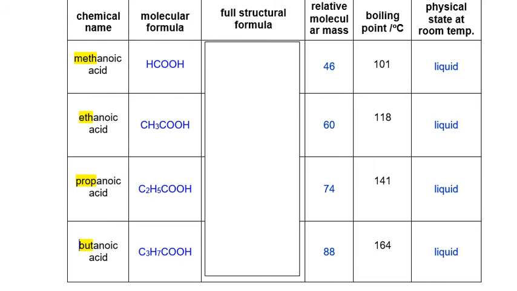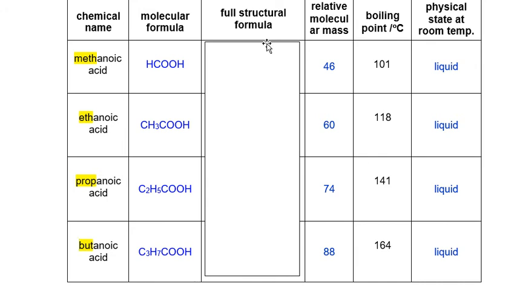Molecular formula: if you substitute using the general formula n equal to 0, you will get a molecular formula of HCOOH. So this is actually the first member of the carboxylic acid series. The rest of the physical properties, like the boiling point and the physical state, I'm not going to talk too much about. Basically, your carboxylic acids all exist as liquids at room temperature.